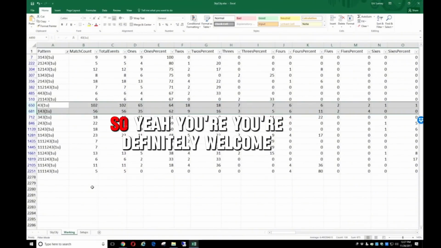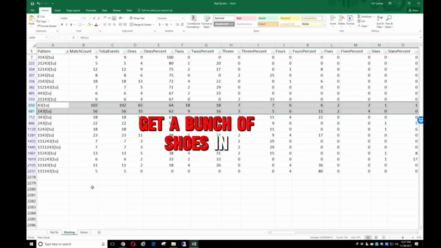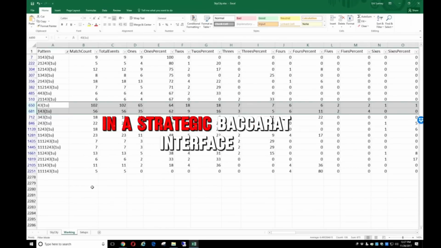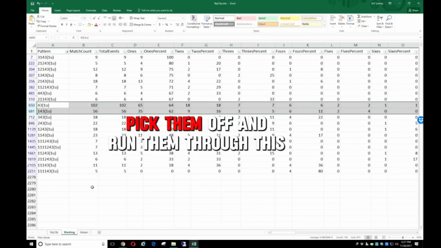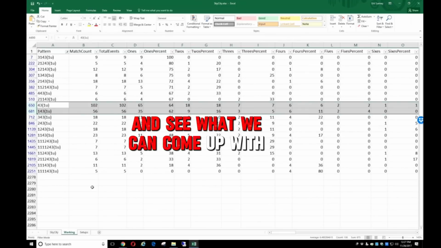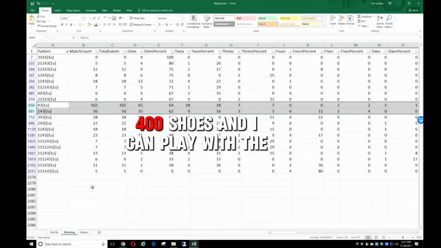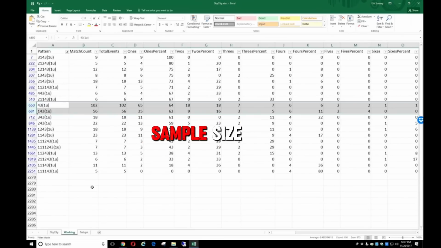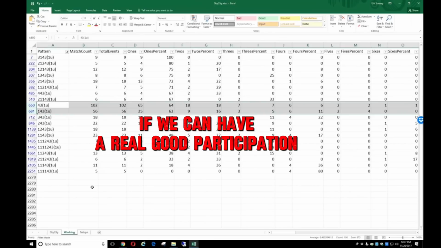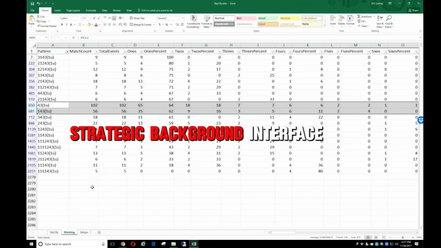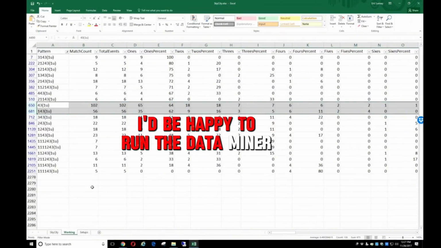You're definitely welcome, and I would say this: if we can get a bunch of shoes in the Strategic Baccarat Interface, I will be happy to pick them off and run them through this data miner and see what we can come up with. It would be good to have two to 300, 400 shoes, and I can play with the sample size so it doesn't get too normalized. Right. If we can have real good participation in the Strategic Baccarat Interface to get more shoes in there, I'd be happy to run the data miner against it.